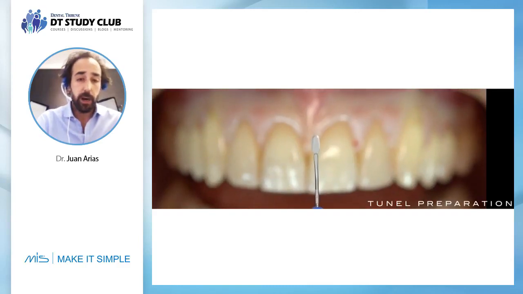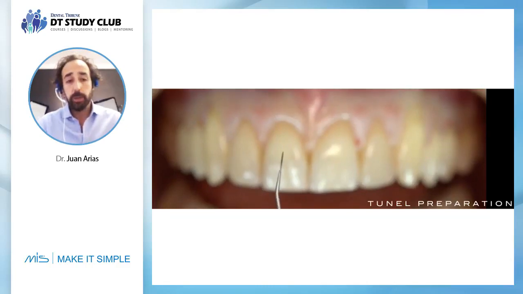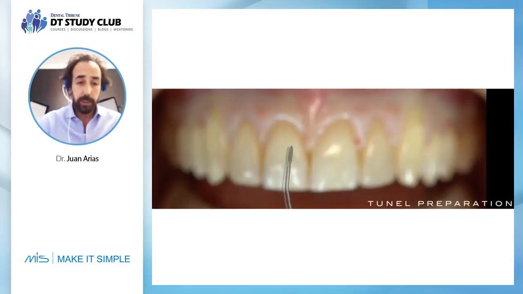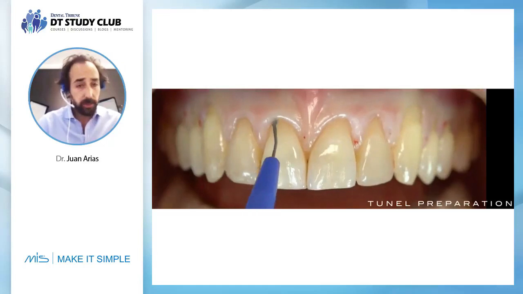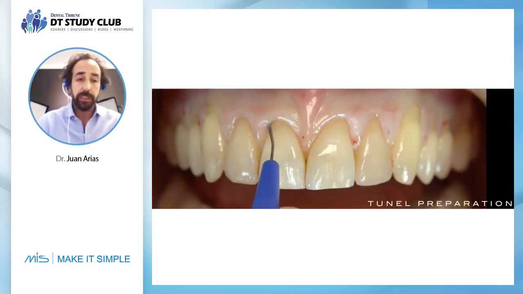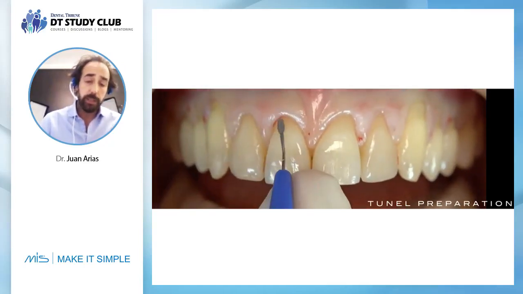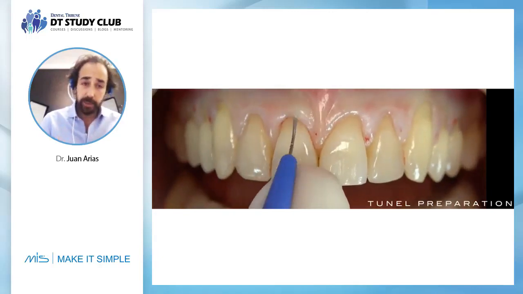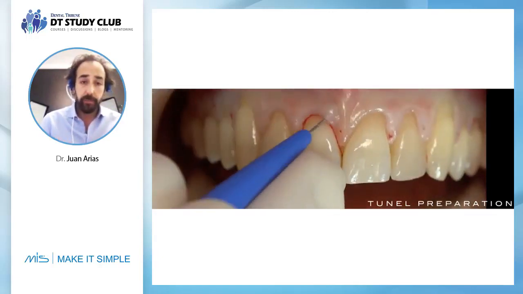So let's see how the tunnel preparation will go, how it will work. What we do is we introduce the blade. You see the thinness I was talking about. It's very important to make it very thin, because these kinds of recessions are usually in cases in which we've got a very, very thin periodontium.